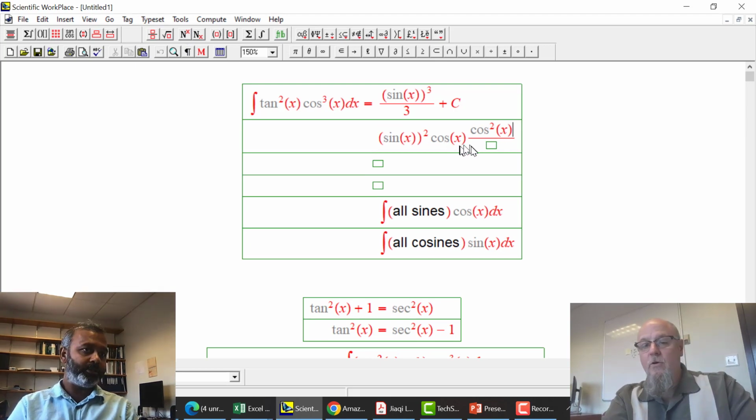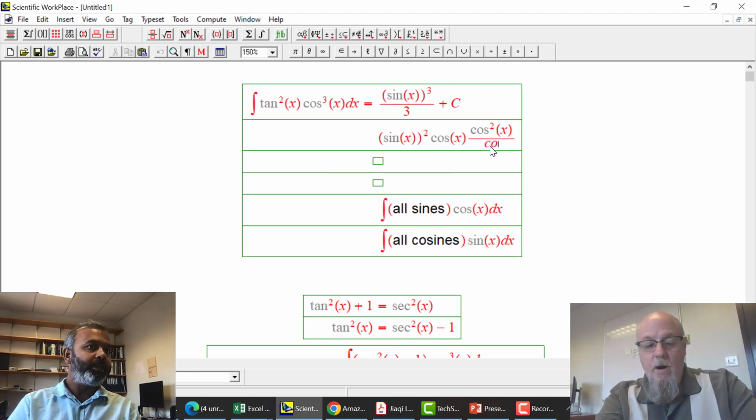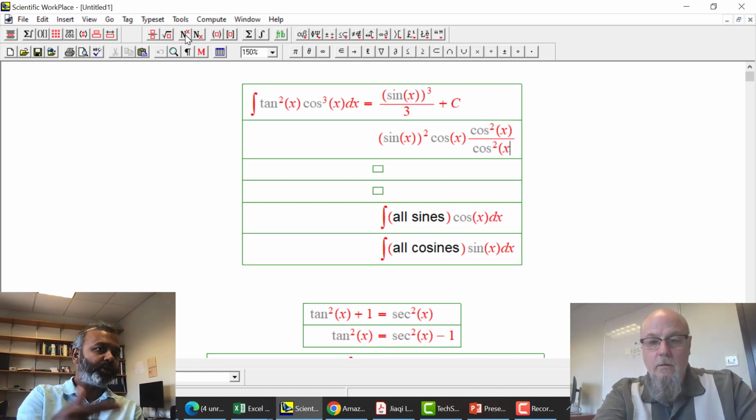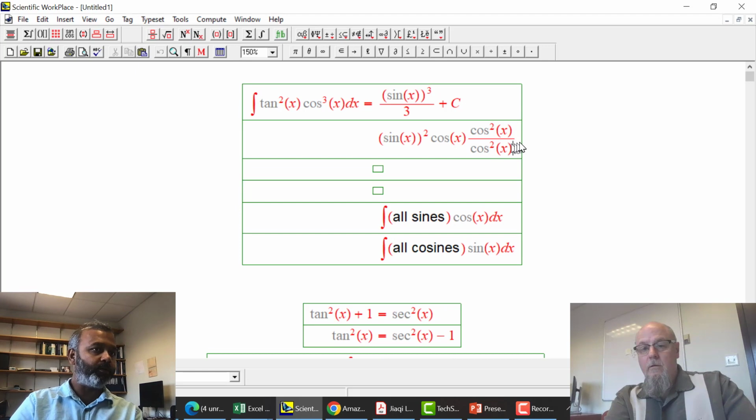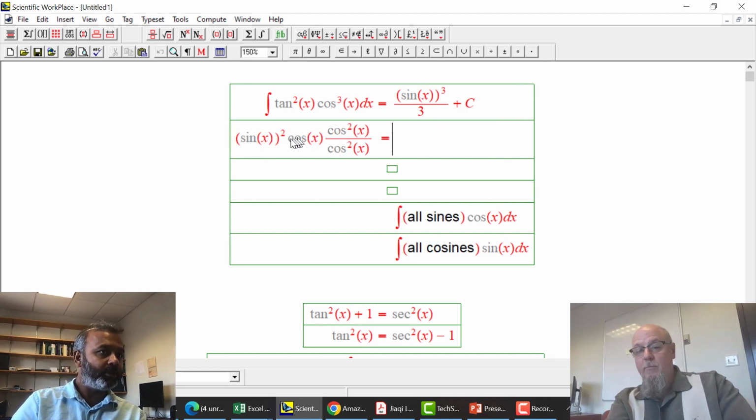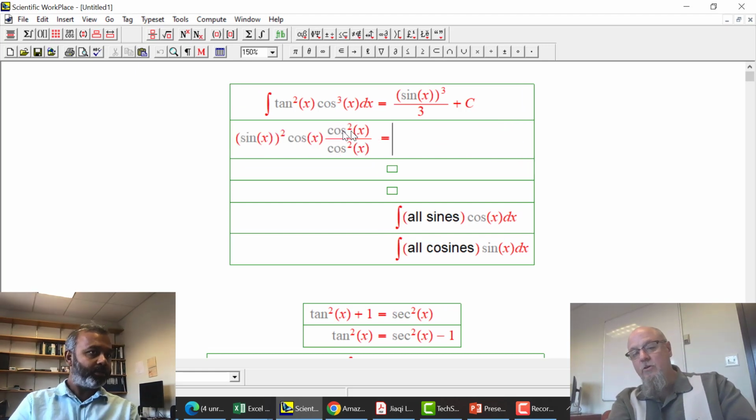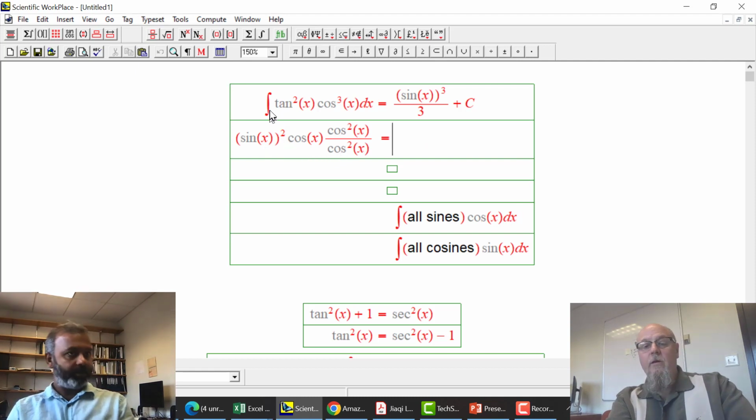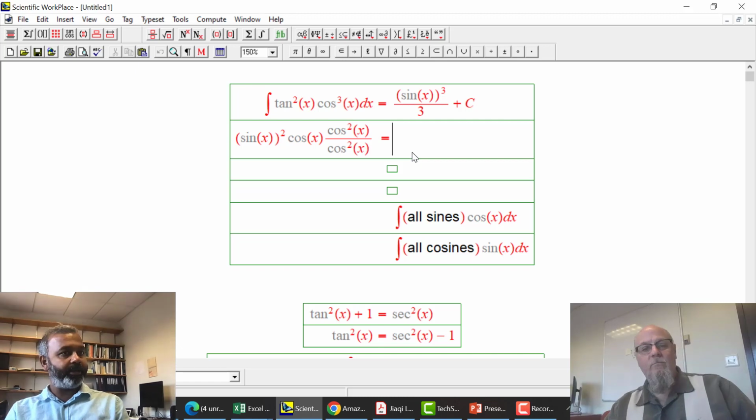Yes, but I want that cos squared on the bottom. And we need the cosine cube as well, because that's what we started with. Right, and now that'll be cos times cos squared, that'll be cos cubed. Sine squared over cos squared, that'll be tangent squared. So we get that back.